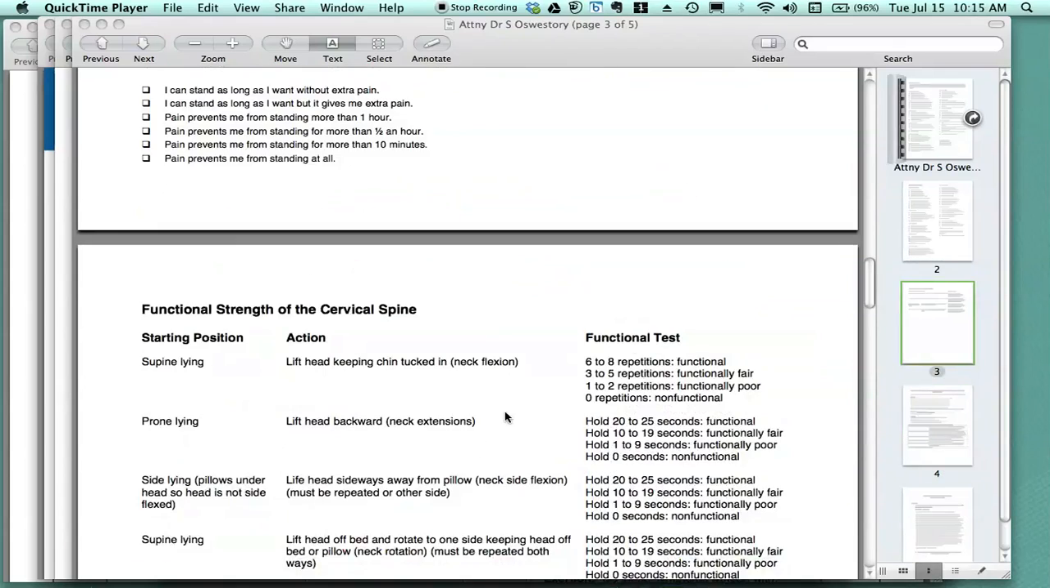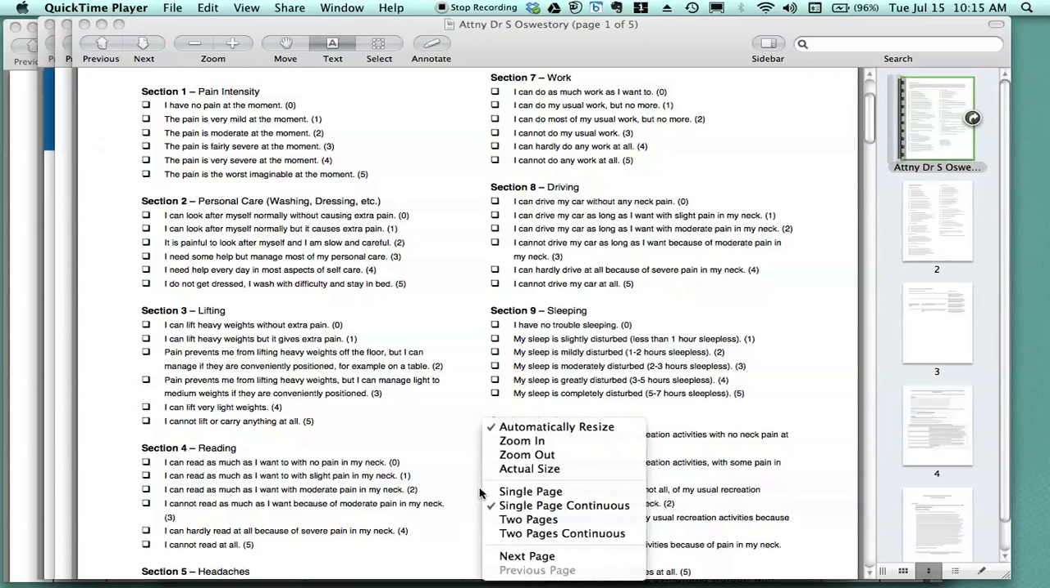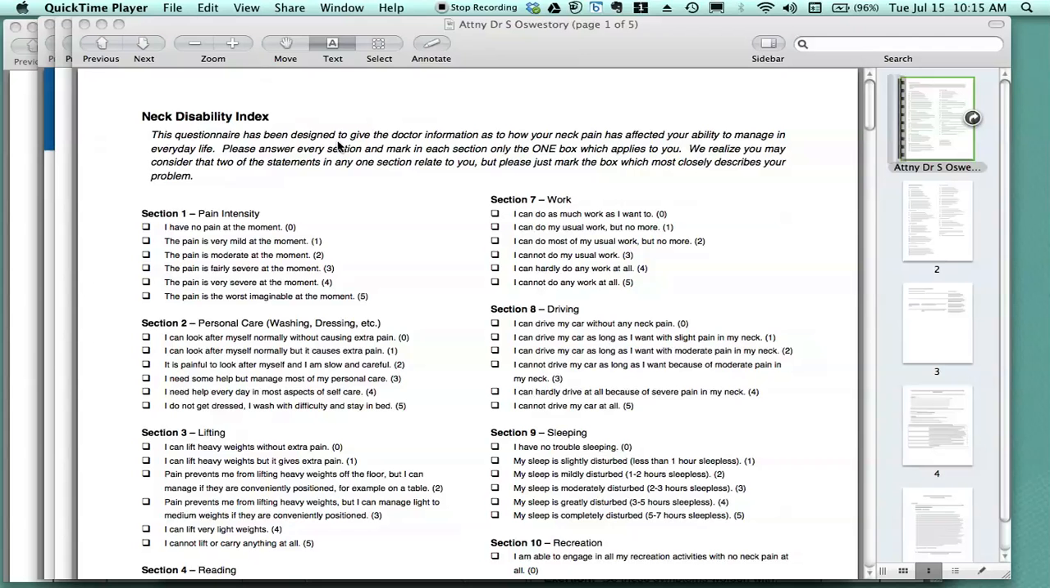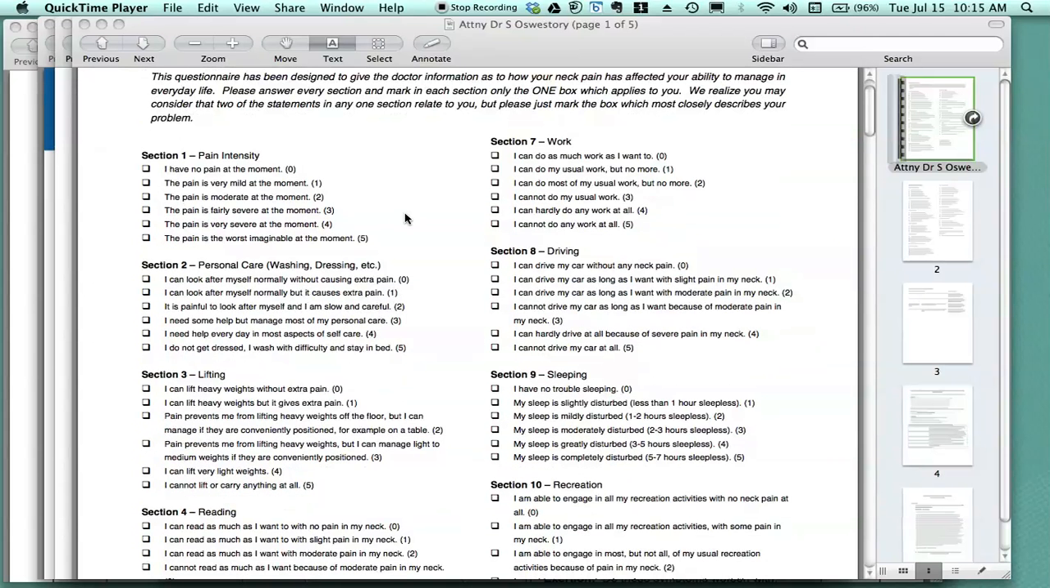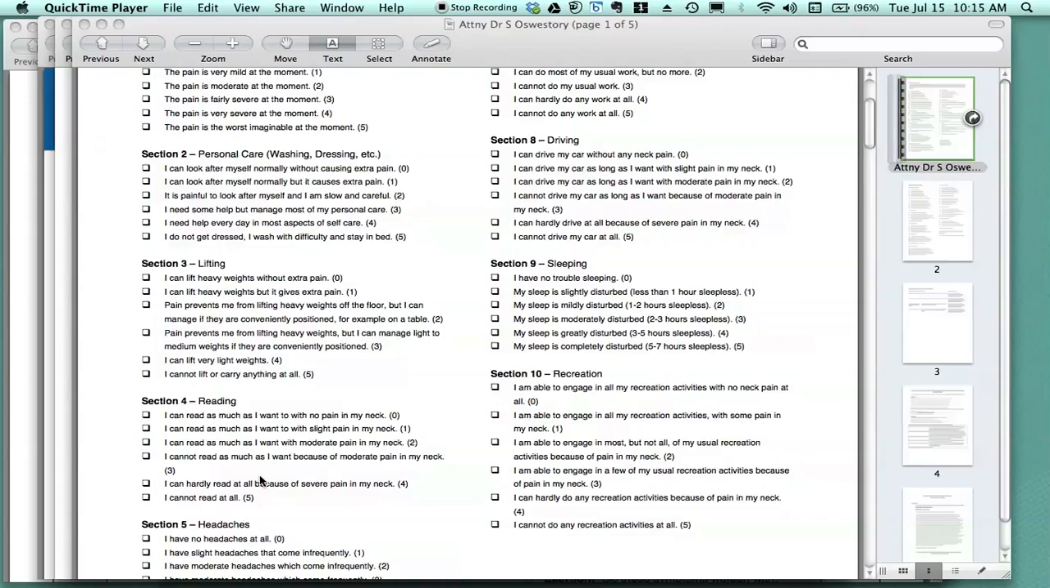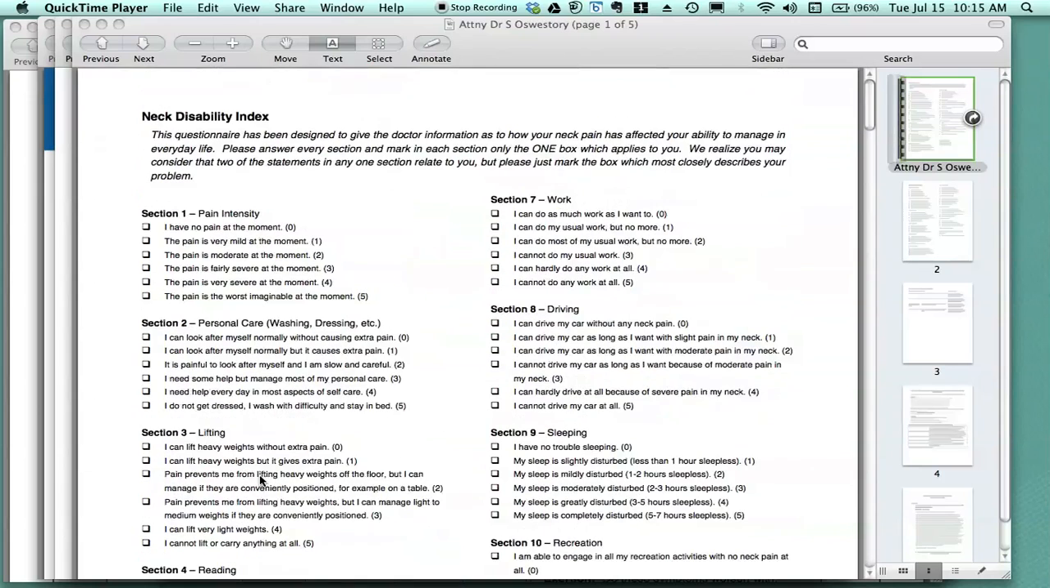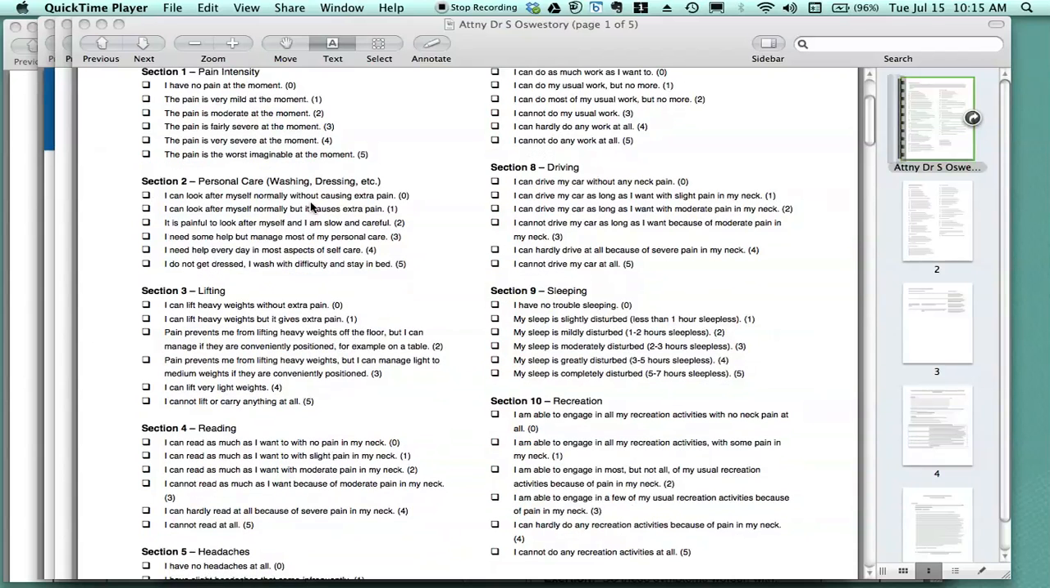This here is a sample of the form that we use. Let me scroll up to the top. It actually has two parts. It has the neck disability and the low back, and so basically it's a series of questions. For instance, the pain intensity, from I have no pain at the moment, to the pain is the worst imaginable at the moment. And it covers things such as pain intensity, personal care, lifting, reading, headaches, concentration, work, driving, sleeping, recreation, and the patients will check off and rate these.